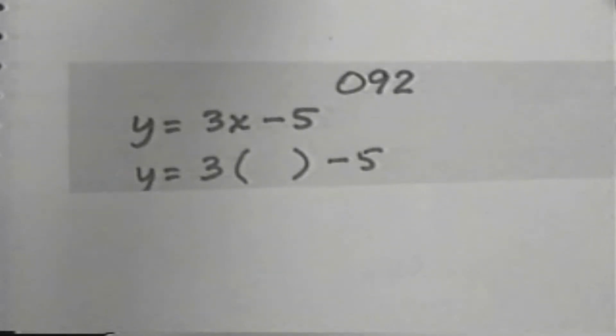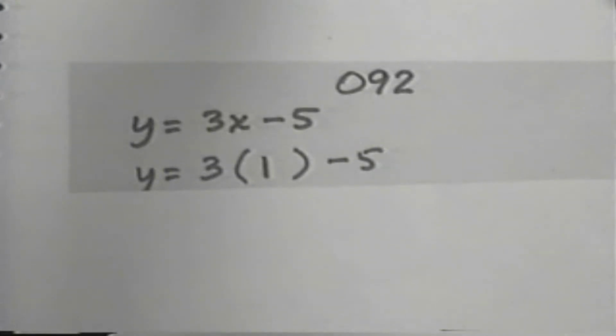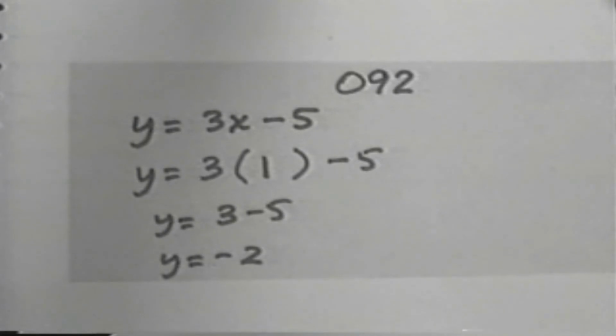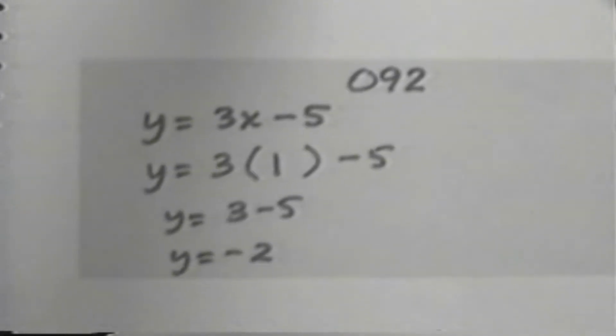Y is equal to 3x plus negative 5, or 3x subtract 5. We're going to fill in the x value. The x value is 1. And so we have 3 times 1 subtract 5, which is 3 subtract 5. And 3 subtract 5 is negative 2. And so we get y is equal to negative 2. Now the ordered pair is 1 for x and negative 2 for y. And so we get 1, negative 2 as our solution.